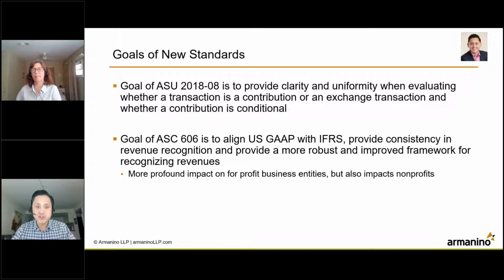So the goal of ASU 2018-08 is to provide more clarity around what is a contribution versus an exchange transaction and whether a contribution is conditional. And the goal of 606 is to align US GAAP with IFRS and also provide some consistency around revenue recognition. Obviously, 606 has had much greater impact on the for-profit world, but definitely some impact with our nonprofit community as well. So we'll touch upon that impact as well.